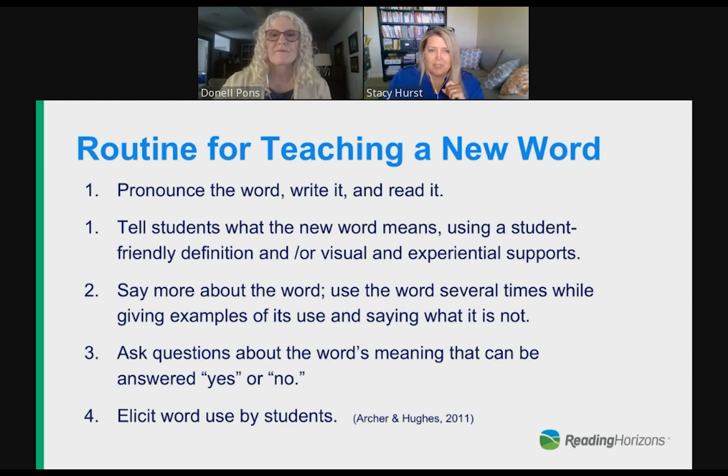We use a student-friendly definition to do that. And of course, visual and experiential supports, especially important if you're teaching English language learners. And then we say more about the word, more exposures to that word, right? We say it several times while giving examples of its use and saying what it is not. Non-examples are just as important too. And then asking questions about the word's meaning, just to help transfer that information from your brain to the student's brain, right?